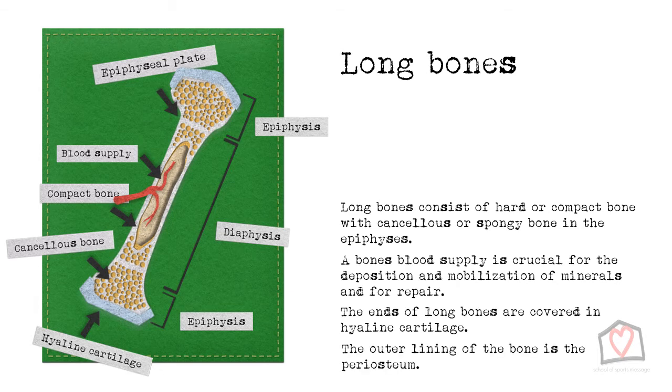The outermost lining of the bone, and this applies to all bone types, is the periosteum, and it is from this layer that fascia and tendons are able to fuse, and therefore explains how muscles attach to bones.